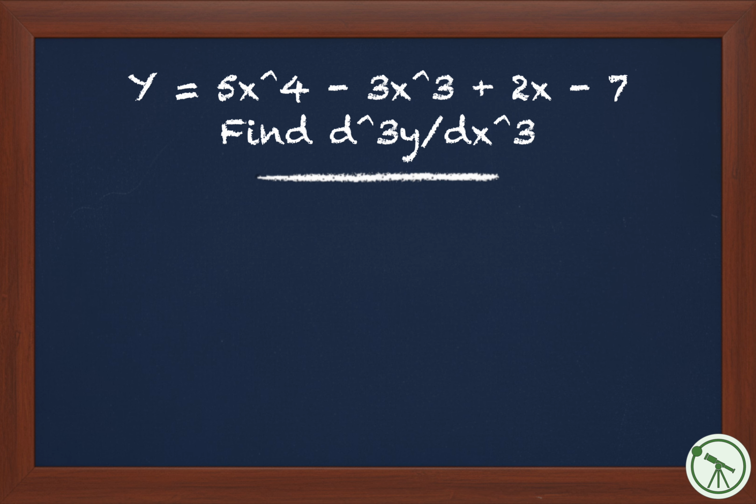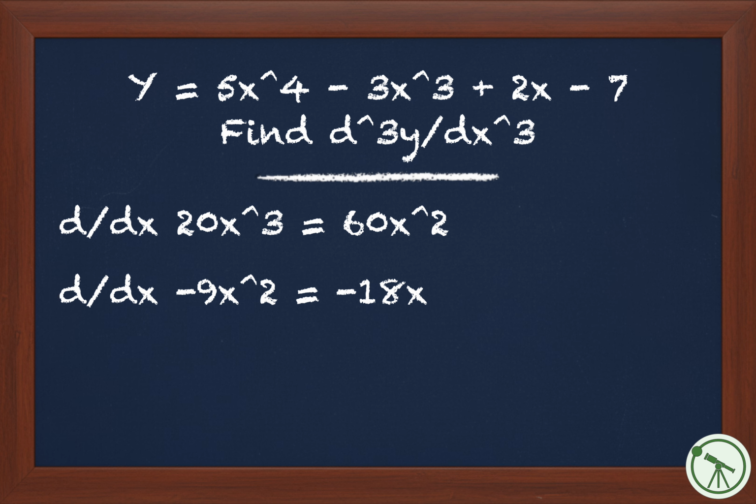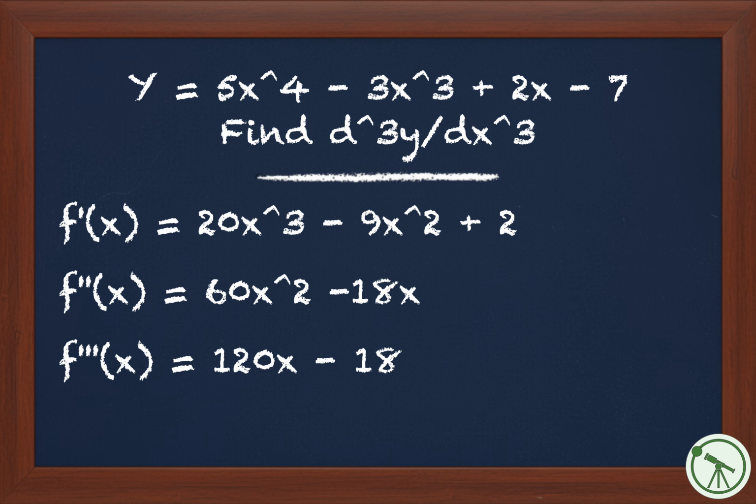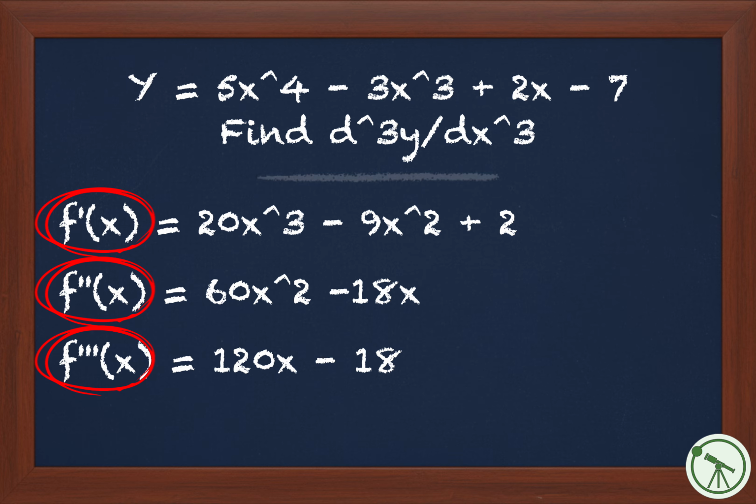So from here on, it's just rinse and repeat. 20x to the third will turn into 60x squared, and negative 9x squared will go to negative 18x. Do it one more time, 120x minus 18. And do not forget the notation. For example, write f prime, f double prime, or f triple prime of x at the end of each of your equations. Or if you're feeling fancy, you can write dy over dx.